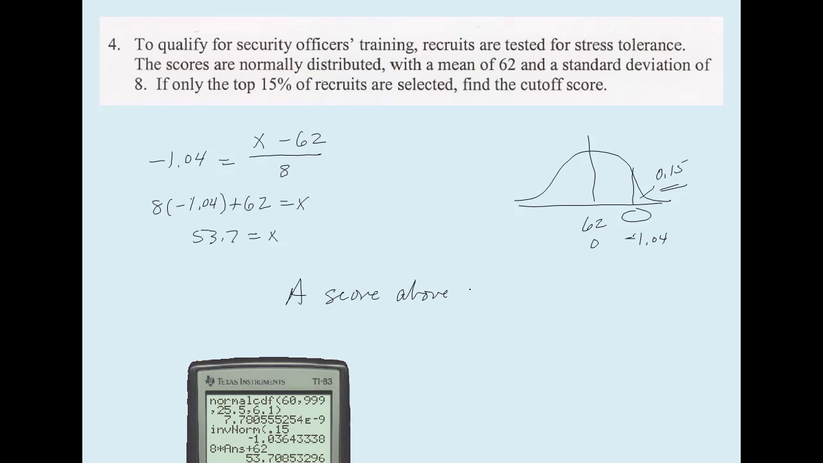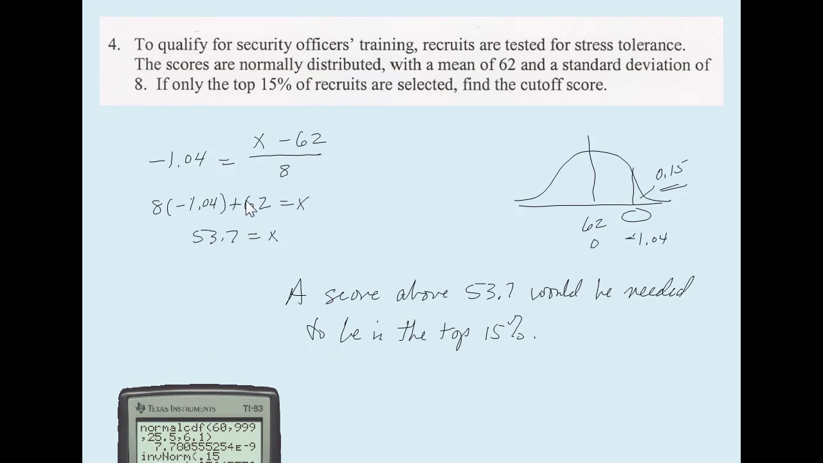So a score above 53.7 would be needed to be in the top 15%. Okay, that's how it works. So P of x greater than 53.7 is equal to 0.15, and that's what we just found.